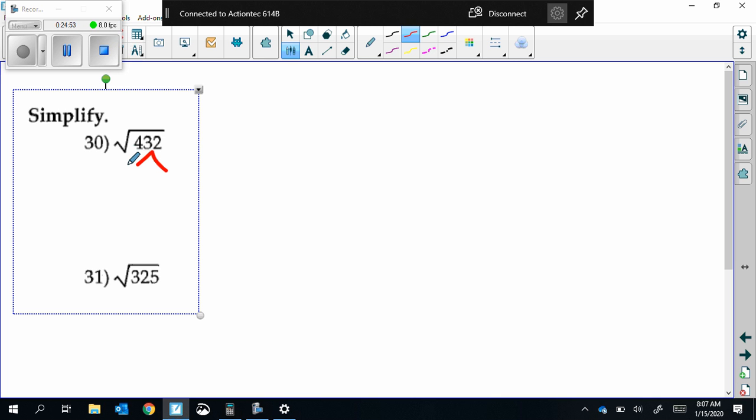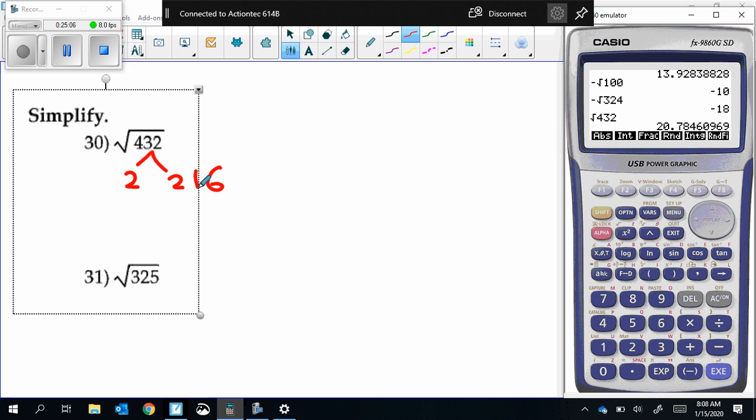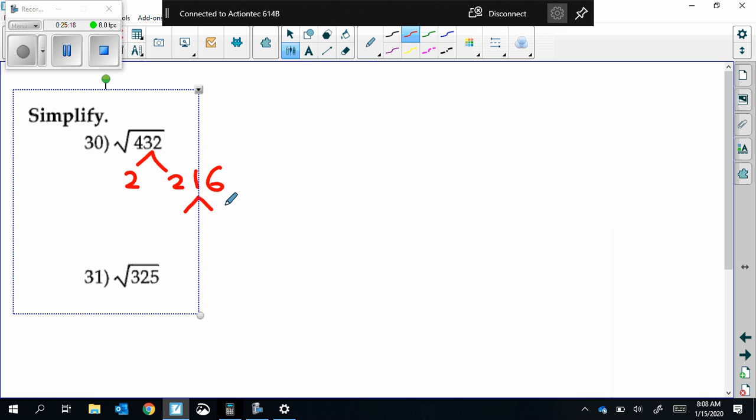432 can be divided by 2. That would be 2 and 216. Another way to do this is you can always check this new number here, 216, and see if it has an answer. It doesn't, so then break it down again. So let's just break it down all the way. 2 and 108, 2 and 54.